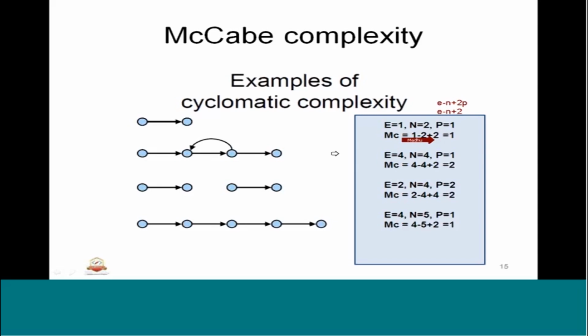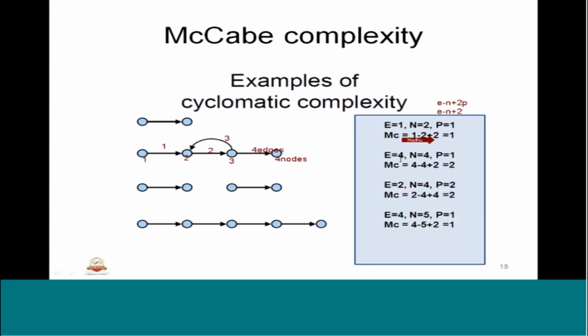I will write it for your understanding. 1, 2, 3. There are 4 nodes, and edge number 1, edge number 2. I consider this as edge number 3. 4. Remember, 4 edges are there.